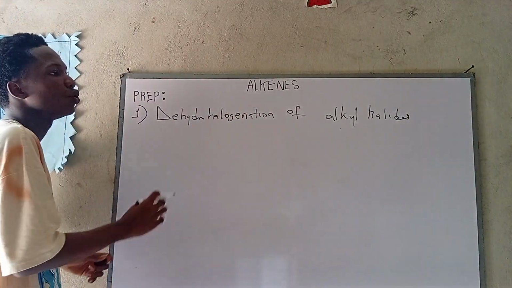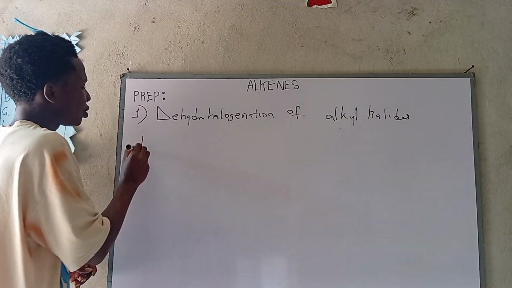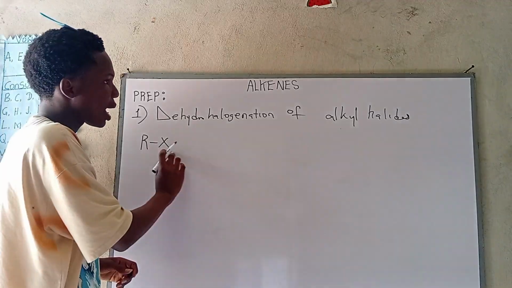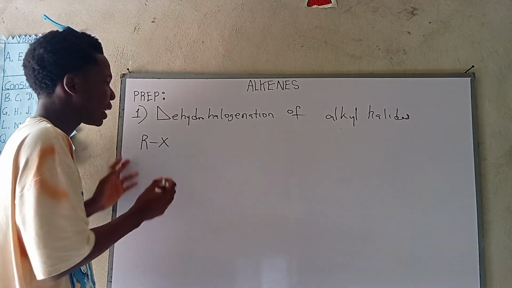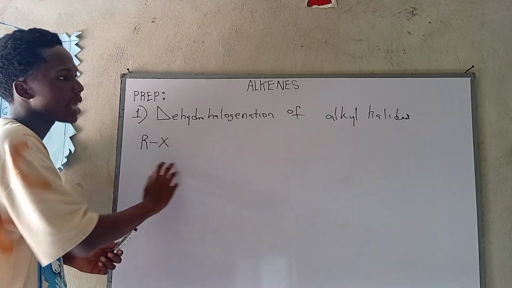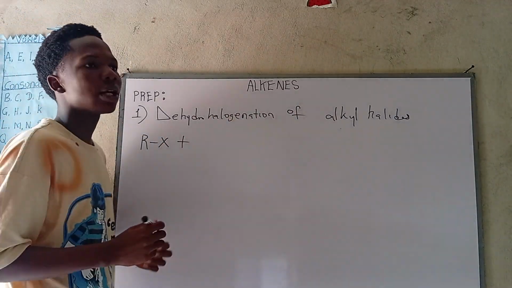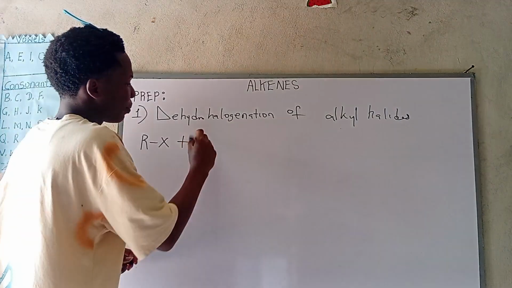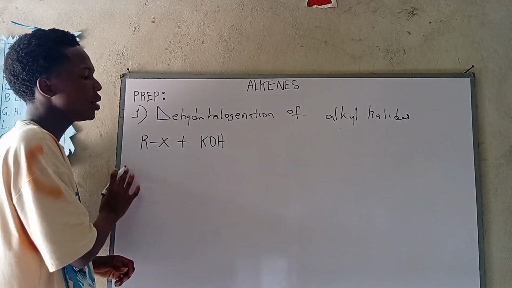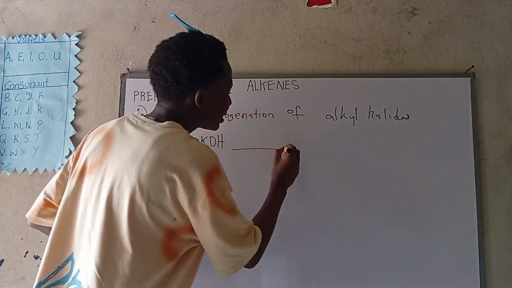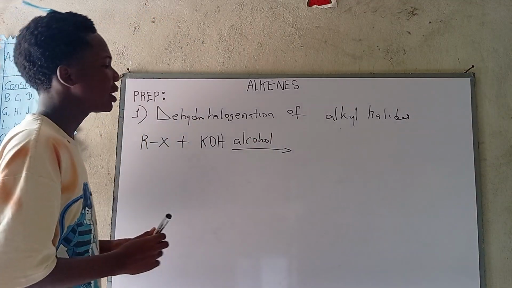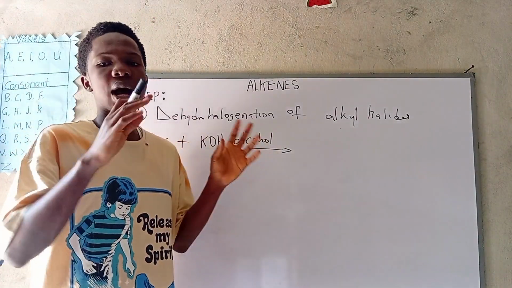First of all, it has to do with alkyl halides. So now let's write alkyl halides. This represents alkyl, these are halogens, so putting them together we have an alkyl halide. Now how do we get alkenes from alkyl halides? We react with a caustic alkaline. It can be sodium hydroxide or potassium hydroxide. When we react these two together in the presence of an alcohol, what is going to happen?